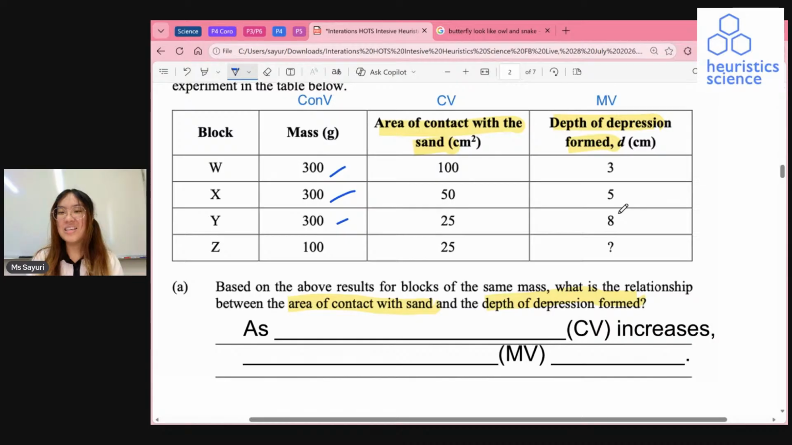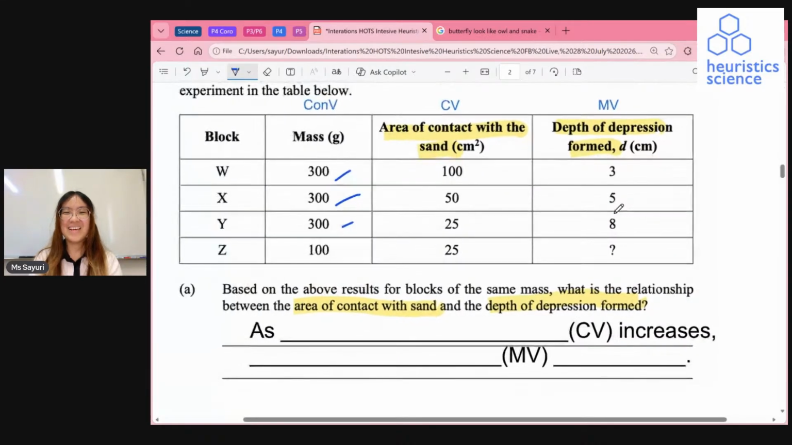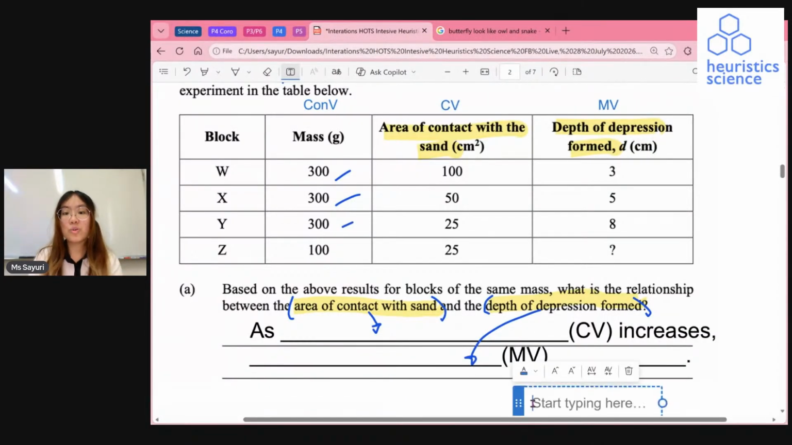Okay, I see. Some say increase, some say decrease. So actually, which one is it? Let's take a look. I'm going to be arrowing down to this. You can also write it as the area of contact with the sand increases. Then over here, the depth of depression formed, you go to this box here. From 25 to 100, it goes down from 8 to 3 cm. That's insane. For the same mass even.